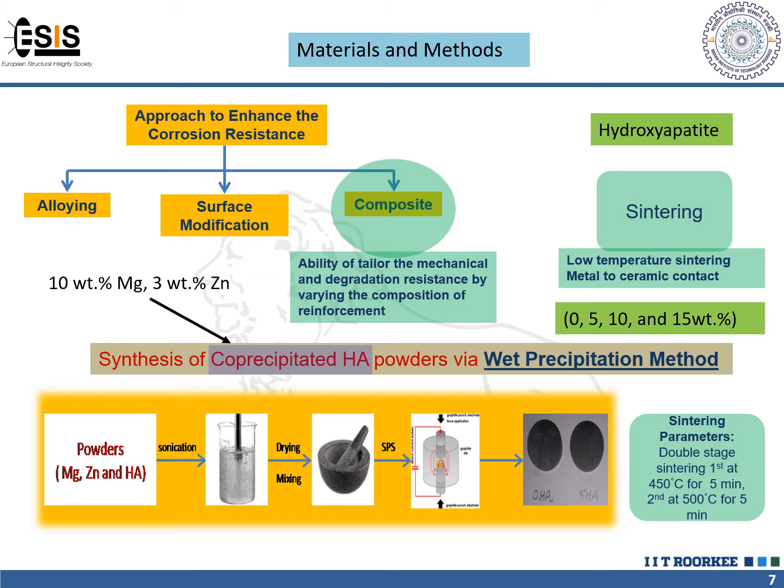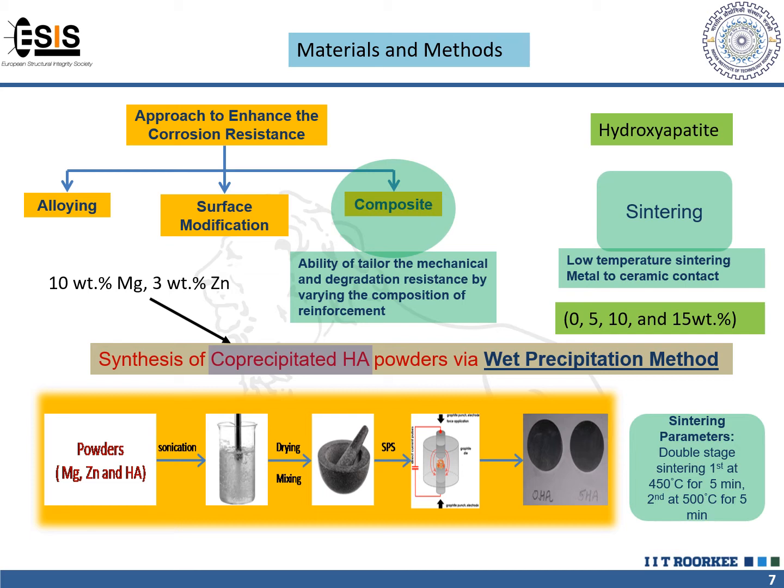After this, we mixed all these powders through the ultrasonication method, followed by drying, and then we went for spark plasma sintering. In spark plasma sintering, we used a double stage sintering process. First at 450 degrees centigrade, at this temperature the zinc powder, having a melting point of 430 degrees centigrade, melted and spread at the surface of the magnesium as well as the hydroxyapatite, which acted as the bonding agent for the bonding process. And later at the second stage, we sintered it at 500 degrees centigrade for 5 minutes, and at that temperature it got good compaction.